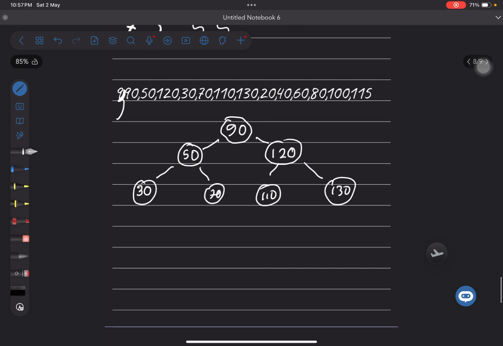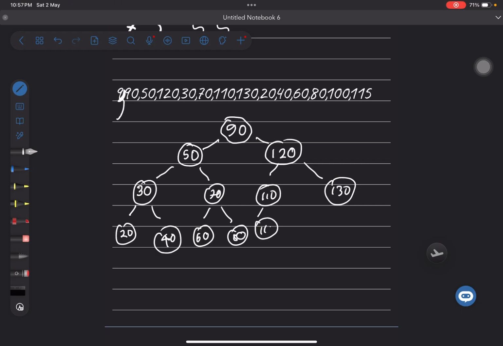right, 20, smaller than 30, so left of 30, 40, bigger than 30, 60, bigger than 50, smaller than 60, so 60 goes over here, 80, bigger than 70, 100, and sorry, that should be 100.